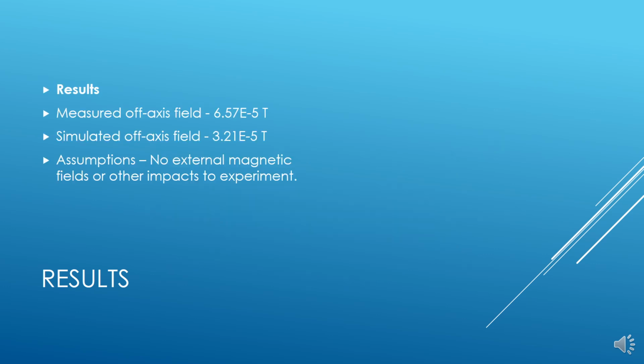The final result of this experiment was that the measured off-axis field was 6.57 times 10 to the negative fifth, and the simulated off-axis field was 3.21 times 10 to the negative fifth. The assumptions were that there was no external magnetic field or other impacts that affected the experiment.